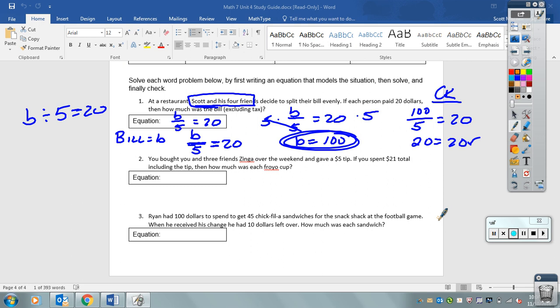The next one. Remember to define your variable first. You bought you and 3 friends Froyo over the weekend and gave a $5 tip. If you spent $21 total including the tip, how much was each Froyo cup? So if we want to know how much each Froyo cup was, we'll call that C. That's what we're looking for, the price of the Froyo cup.